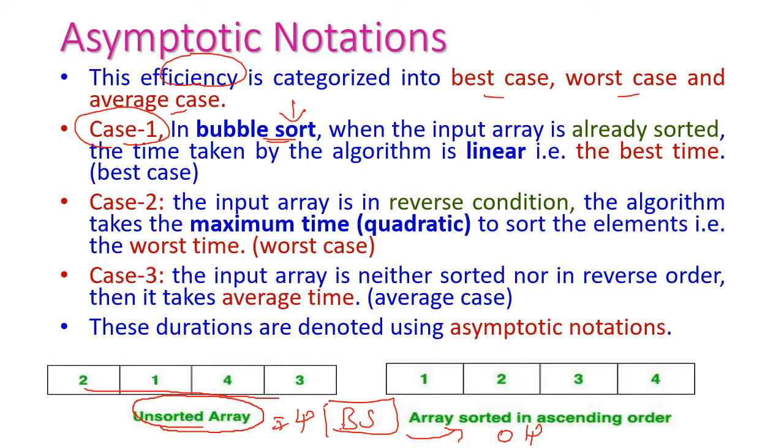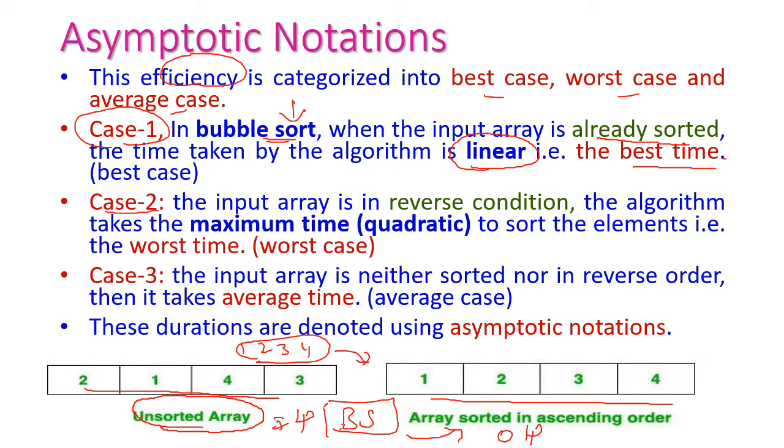Let us take this bubble sort as an example. Suppose we give the input as an already sorted array, that is 1, 2, 3, 4. Then how much time will it take to sort these numbers? The time is linear because these values will get sorted in very little time. So this is called the best case or best time. Because the array is already sorted, it will take very little time to sort the array.